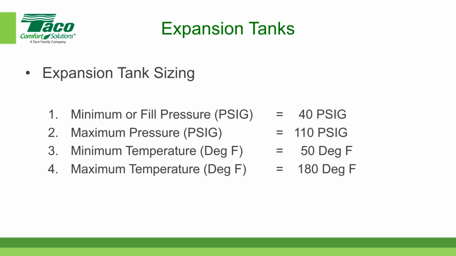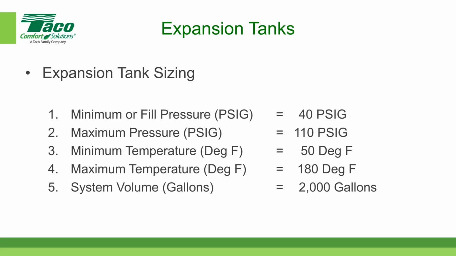hot water heating system. Now, the last major piece of information that we need is the volume of water in the system. It's a rather tedious calculation, but ultimately, someone has to do the calculation or do a good estimate of how much water is in the system. For my imaginary office building, I have estimated the volume of water to be 2,000 gallons.